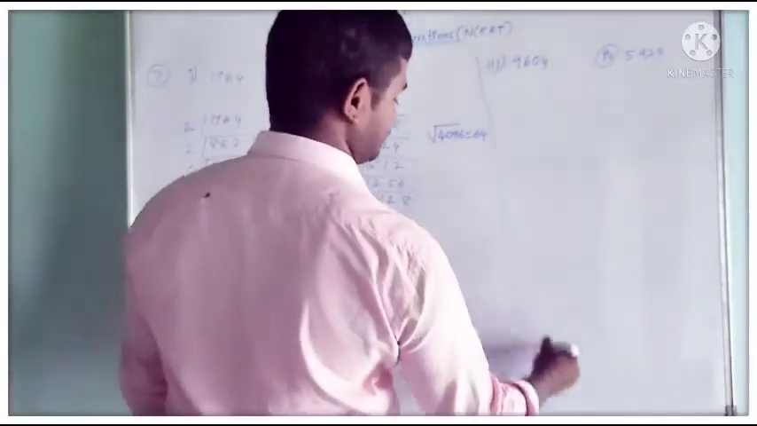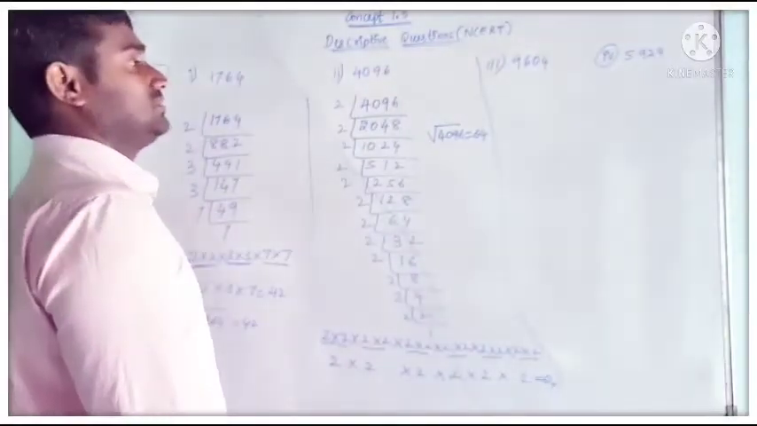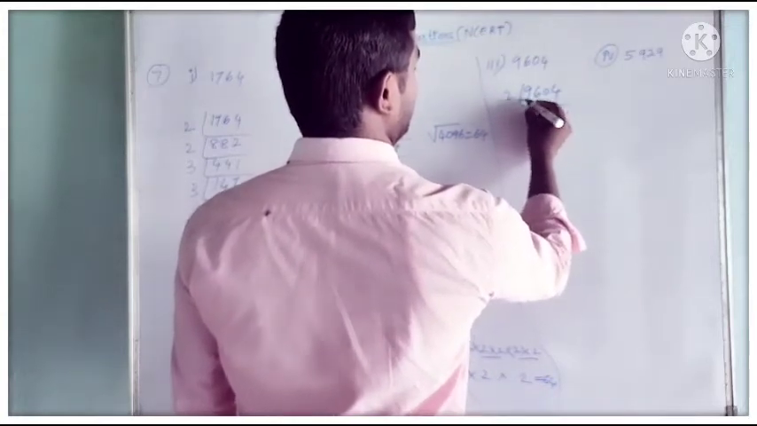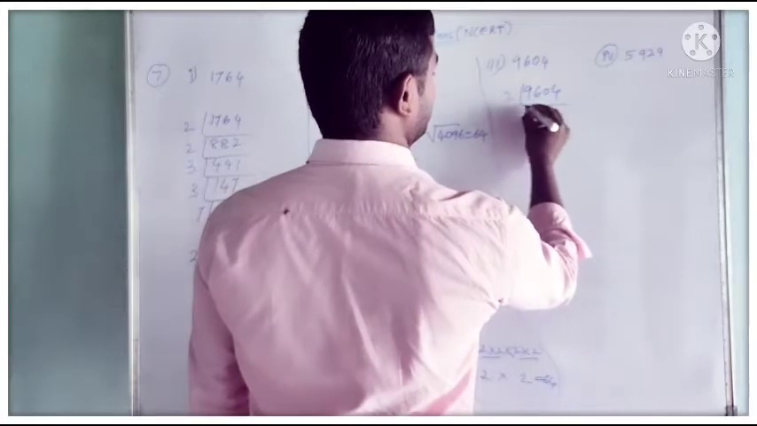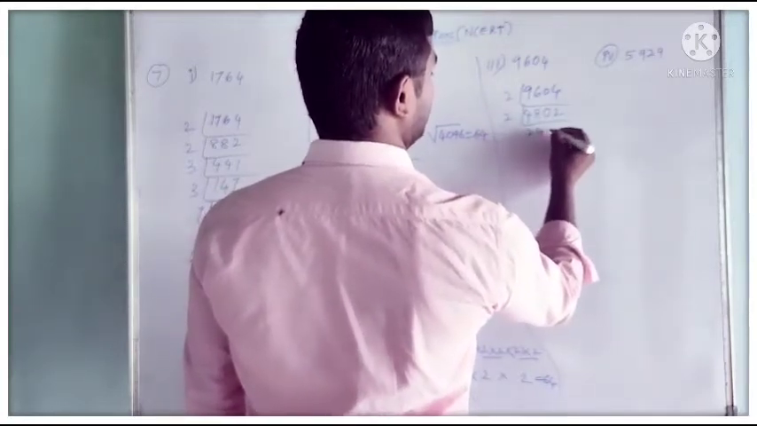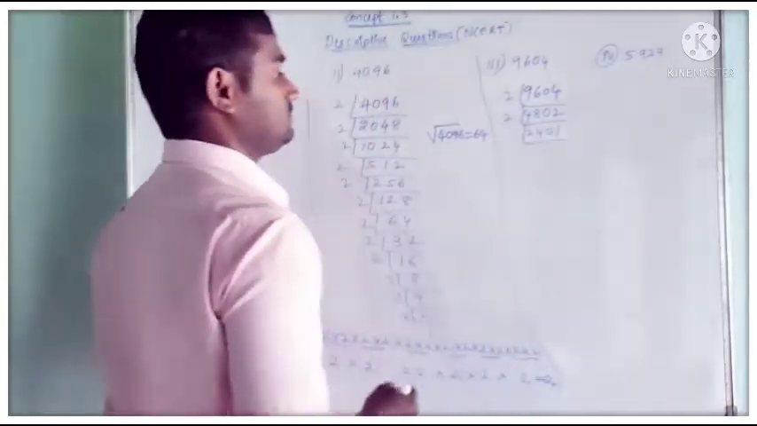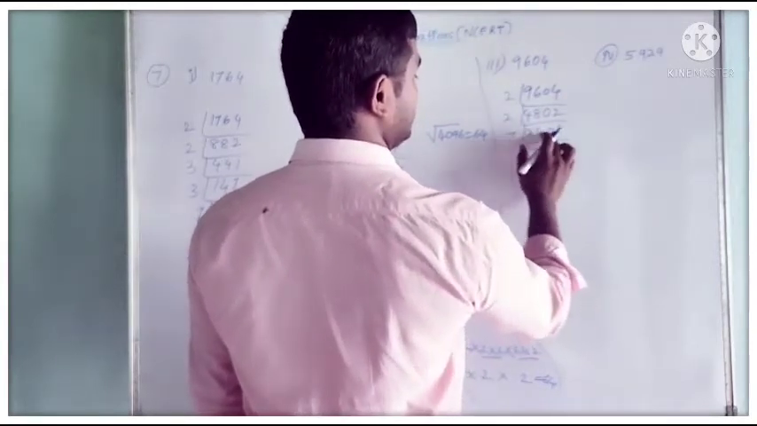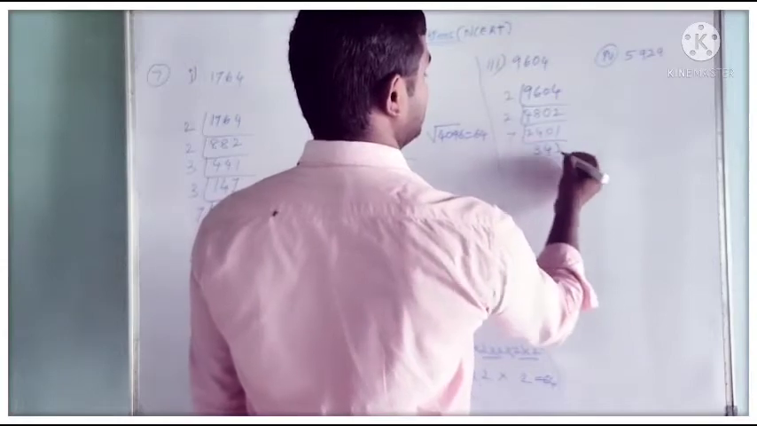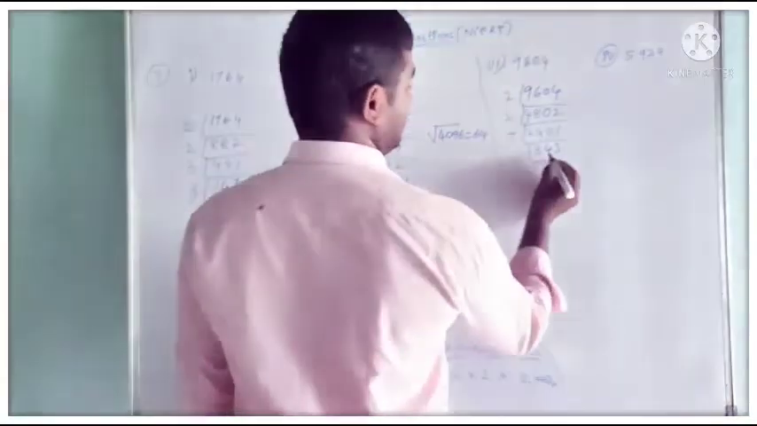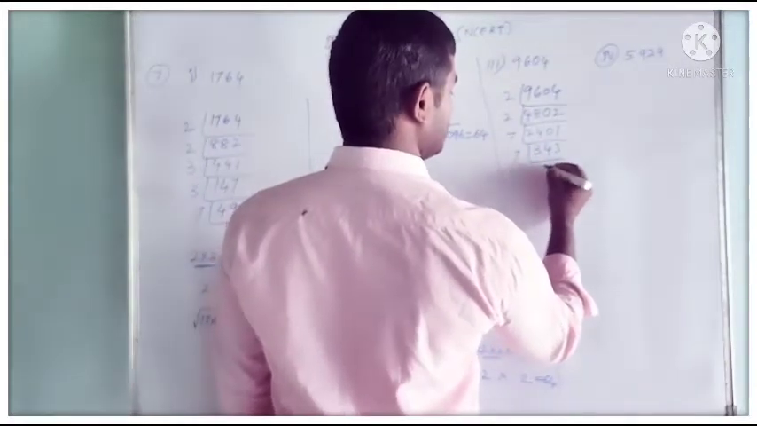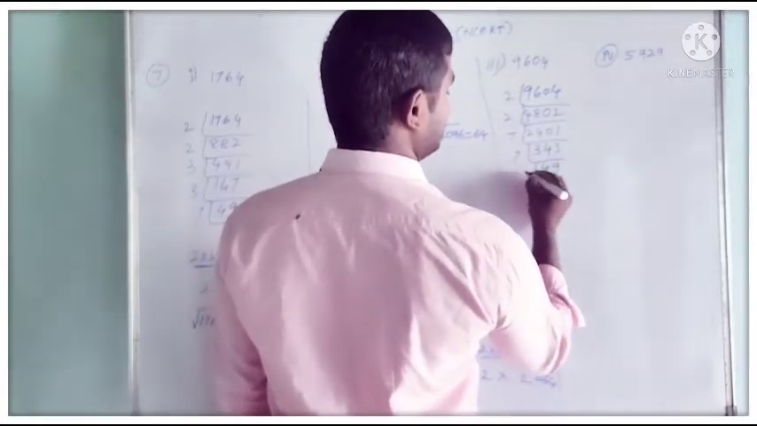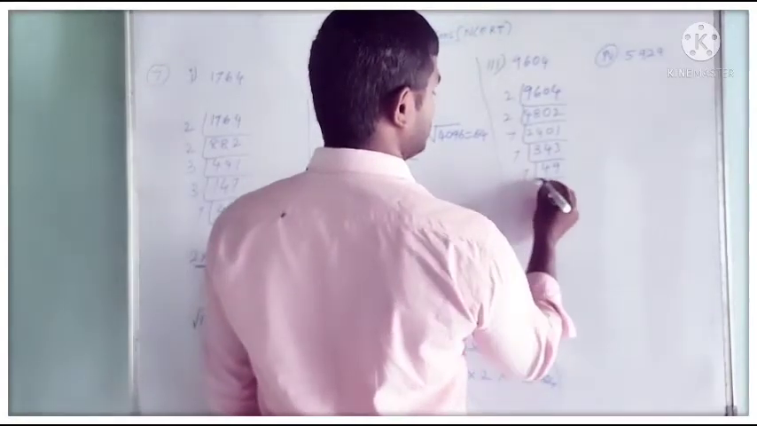Okay, next, 9604. Divide by the 2 table. 2 4s are 8, 2 2s are 4, 2 0s are 0. Next, again the 2 table: 2 2s are 4, 2 0s are 0, 1. Next, you can take the 7 table. 7 3s are 21, 7 4s are 28, 7 9s are 63. Next, 7 7s are 49.